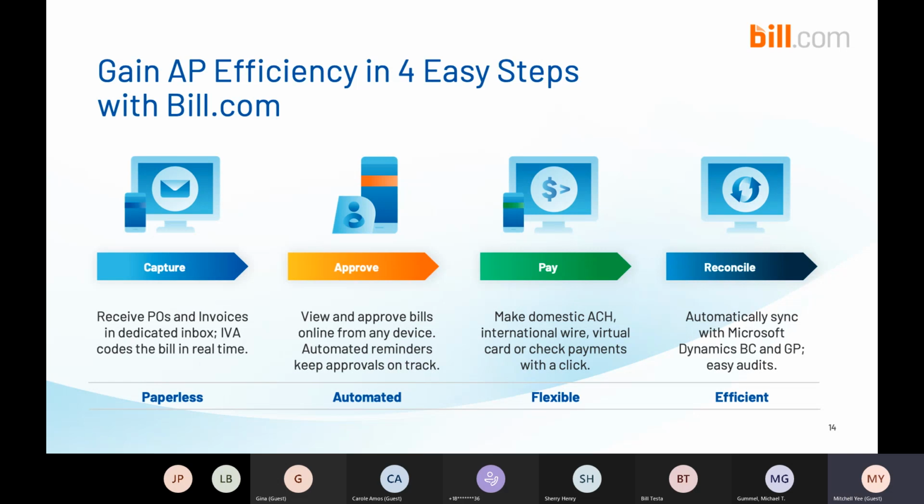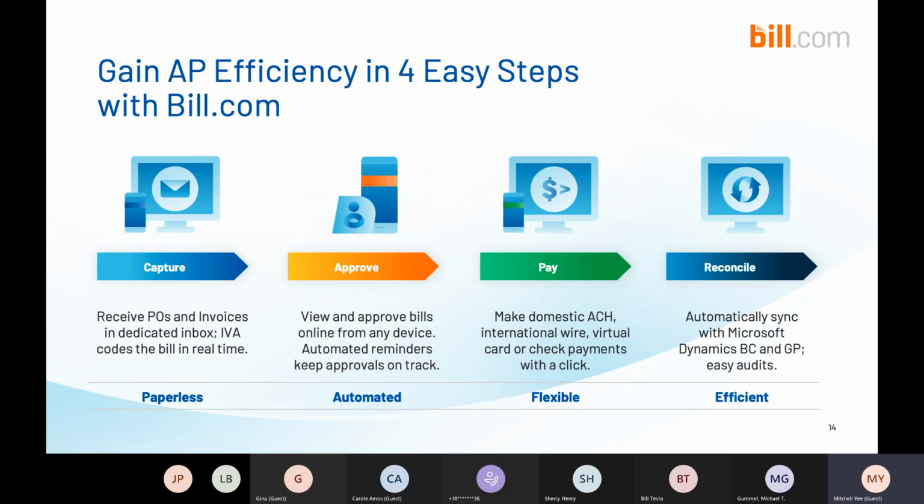And that leads to an easy reconciliation with Microsoft Dynamics 365 Business Central and Microsoft Dynamics Great Plains. This leads to easier audits as well. So with this, it really takes that manual reconciliation. Okay, a credit card payment I made, a check payment, I made a wire payment, I made an ACH payment. I have to go into my accounting software now and reconcile those, show that the check is cleared, show that the domestic wire has gone through, the ACH is cleared. Got to do all of those things to make sure those bills are shown as cleared and paid.